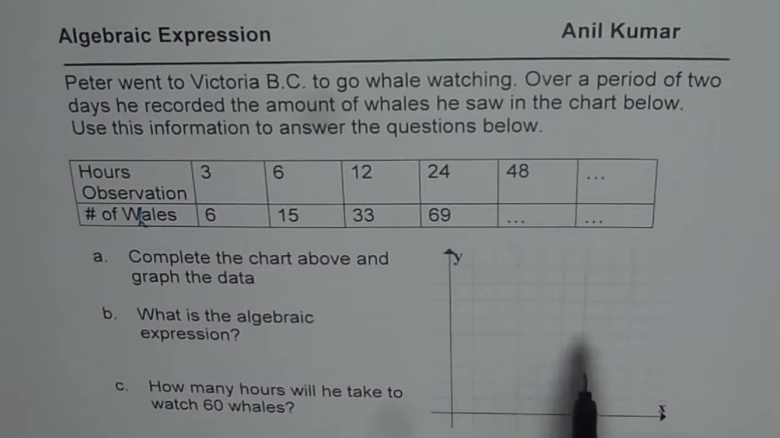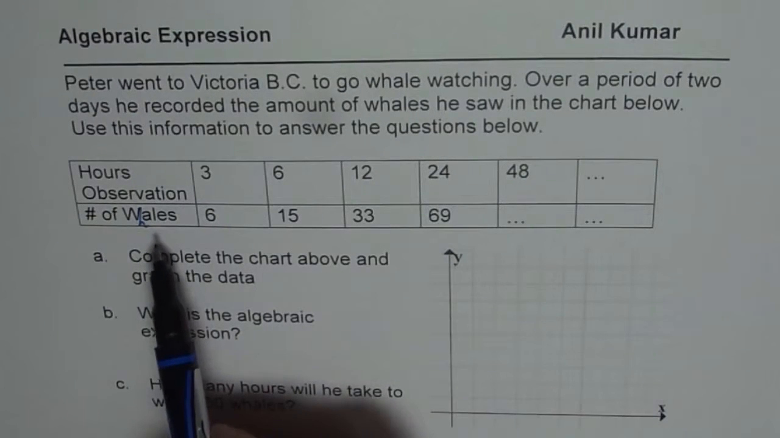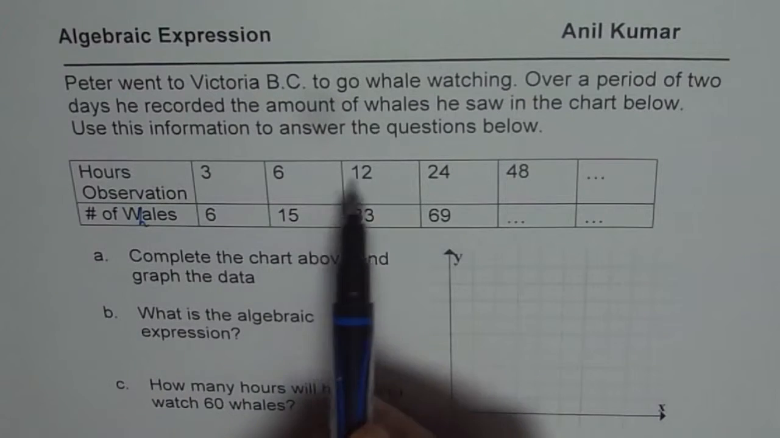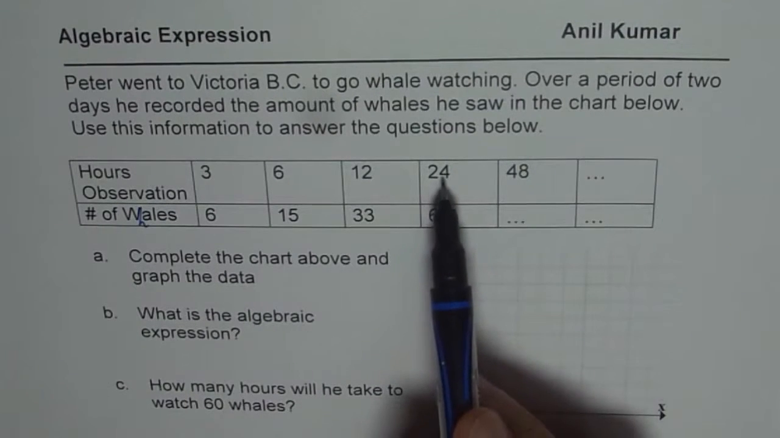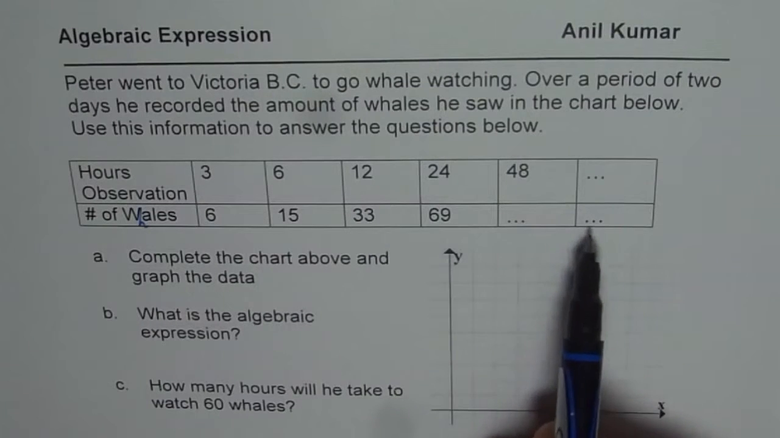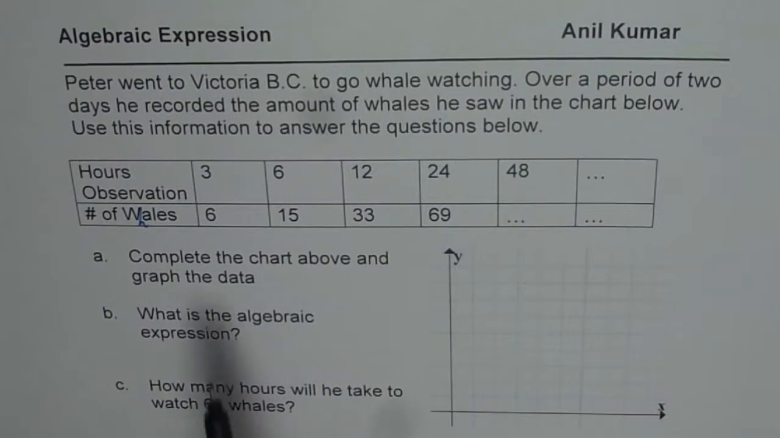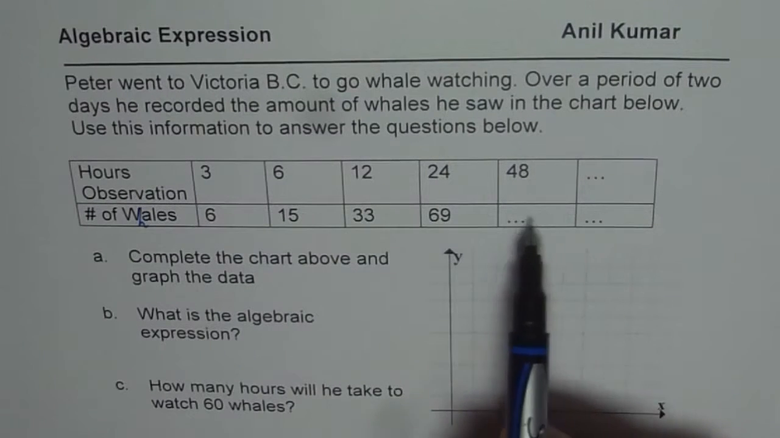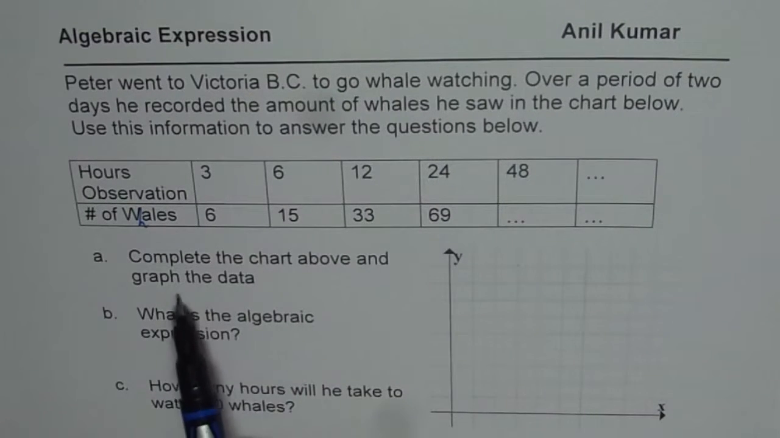What we are given here is a table of values: number of hours related to the number of whales watched. So for 3 we have 6, for 6 we have 15, for 12 we have 33, for 24 we have 69, for 48 something, right? And that is how the pattern goes. The first part is to complete the chart. That means we need to figure out what these numbers should be and then place this data on the graph paper and sketch your graph.